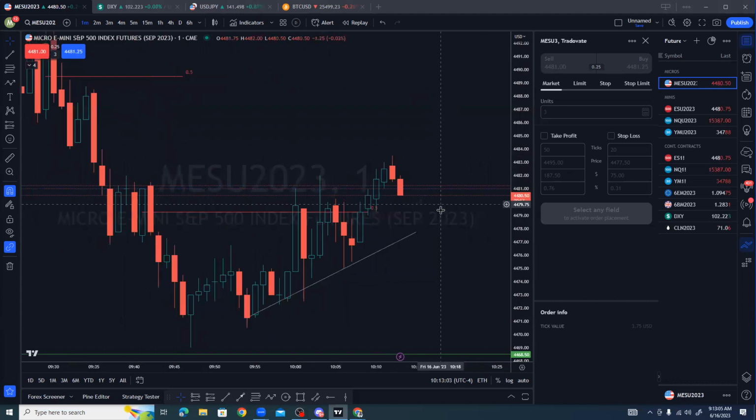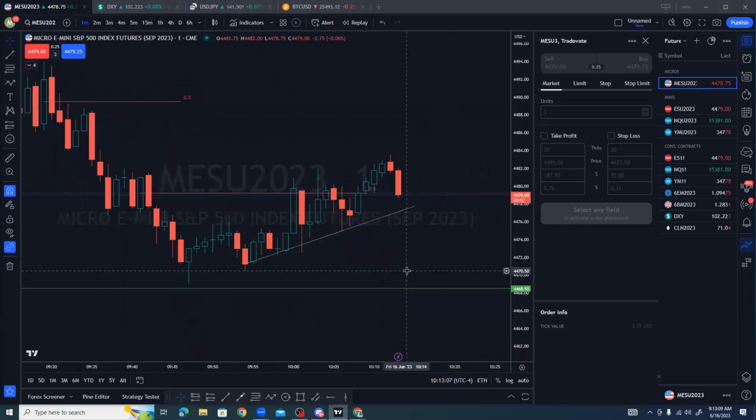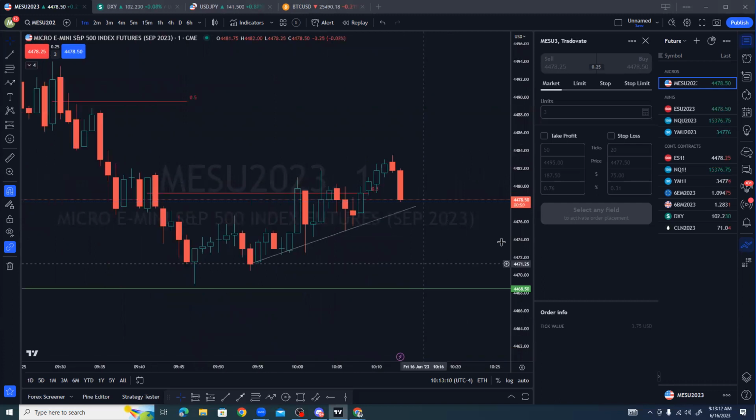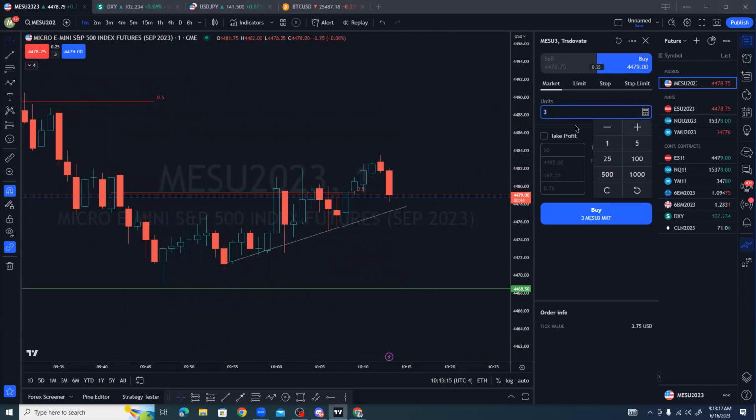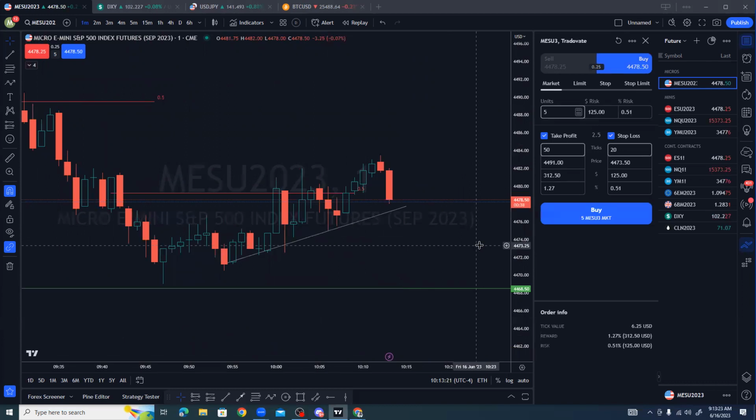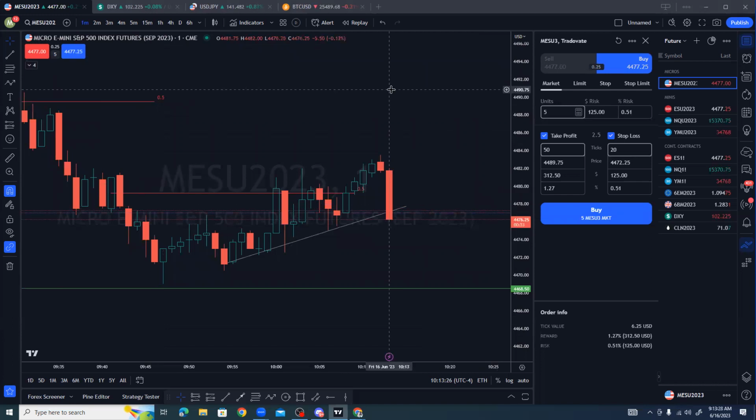Let's see this pullback right here. Let's see if we can't find some ground to enter on. Pretty solid pullback. Change my contracts again. Get my stops and my profit in there. Because with TradeAvate on TradingView, if you just come up here and hit these buttons, you have to manually put in your stops. And I don't like doing that. I'd rather just click these buttons and then have it ready to go.